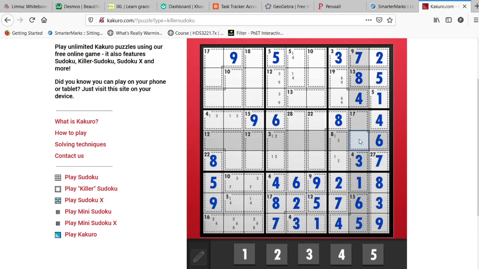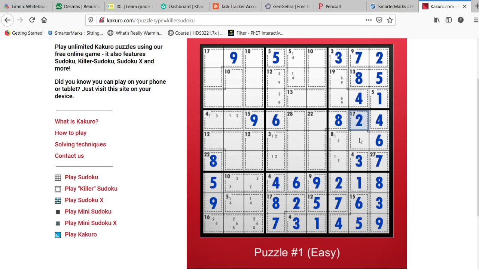These two have to add up to 11. They are 2 and 9. Because we have a 9 here, this one has to be the 2, and this one has to be the 9.